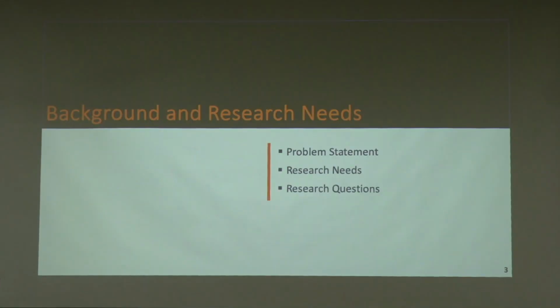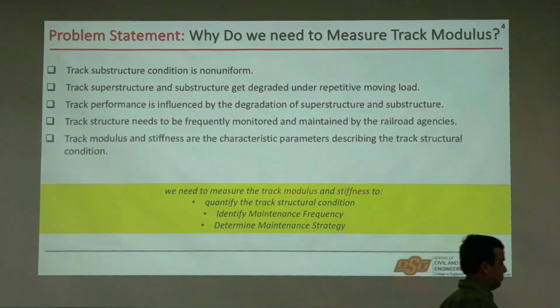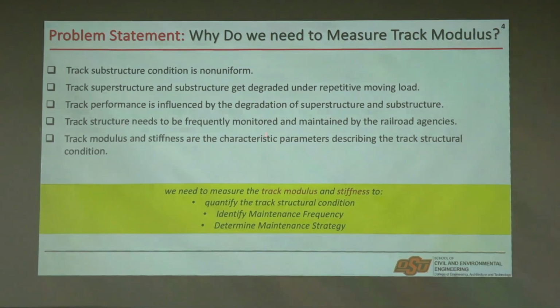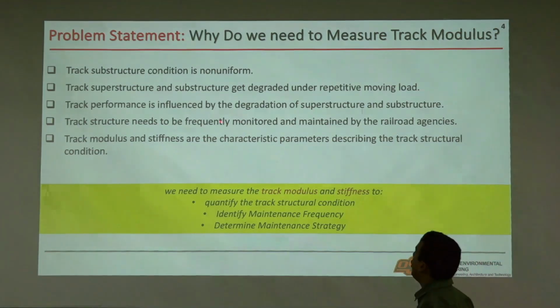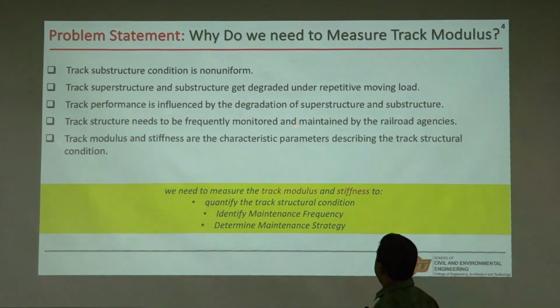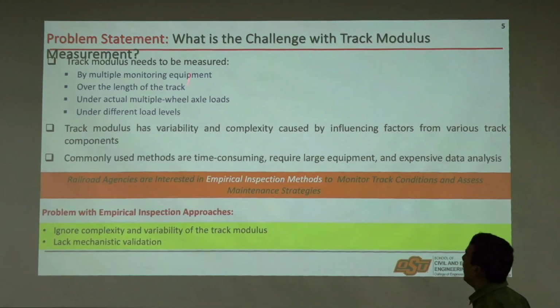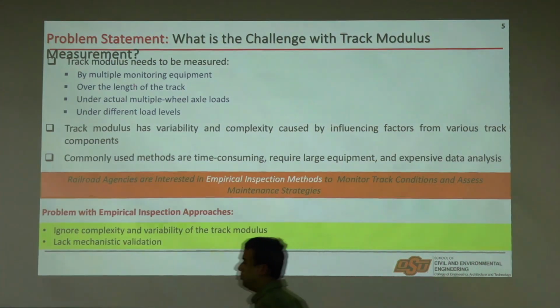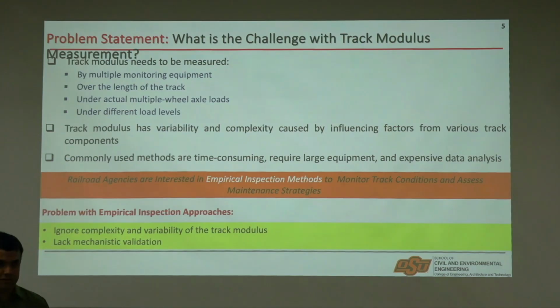This is another ongoing project. The whole idea of why you need this is because track conditions are non-uniform, superstructure and substructure get degraded, and performance is influenced by the degradation of superstructure and substructure, and we need to frequently monitor that. And one of the factors that you monitor is something called track modulus.